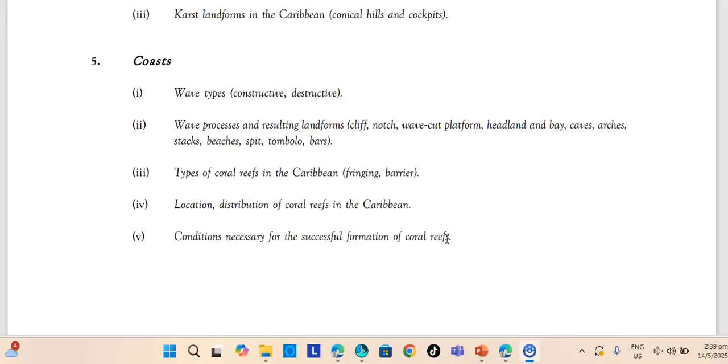So, a quick revision of what we have just talked about. There are two types of waves, constructive and destructive. We looked at types of coral reefs in the Caribbean. Fringing reefs grow close to the shore. Barrier reefs are far from the shore with a lagoon in between. We talked about the conditions necessary for successful formation of coral reefs. They need warm water, clean water, salt water, and all the other conditions that we spoke about.